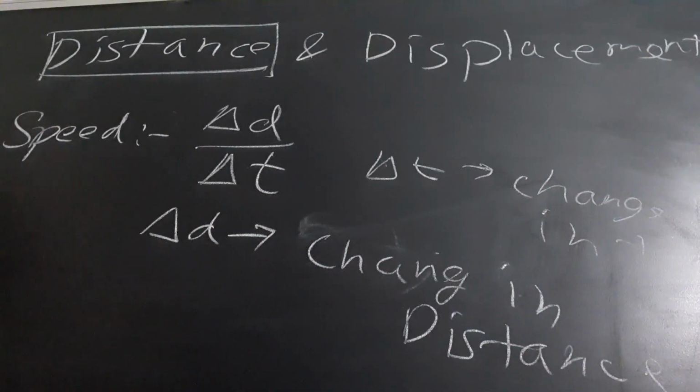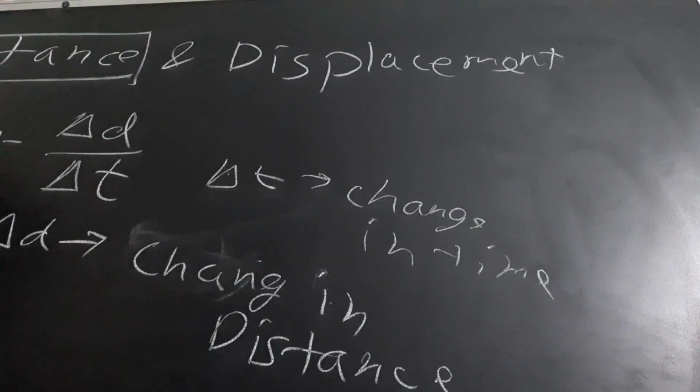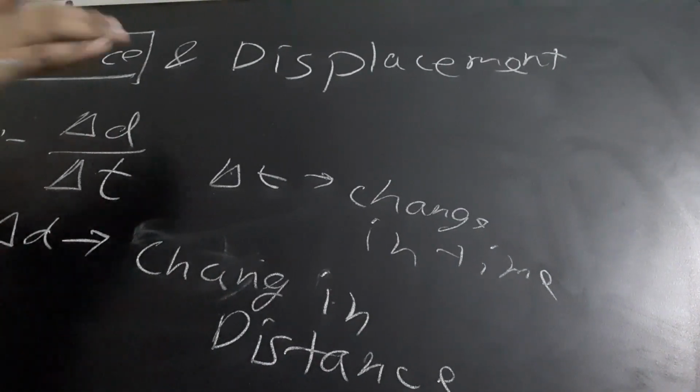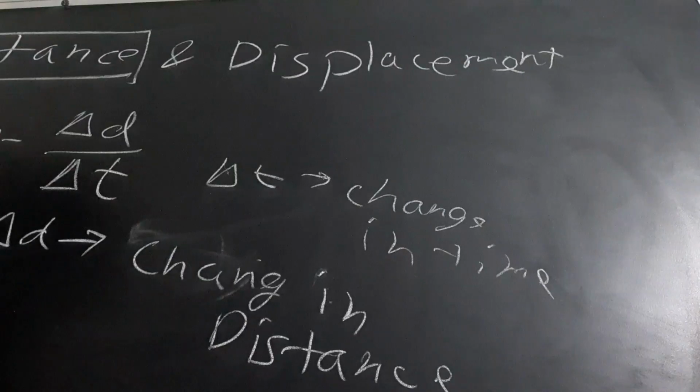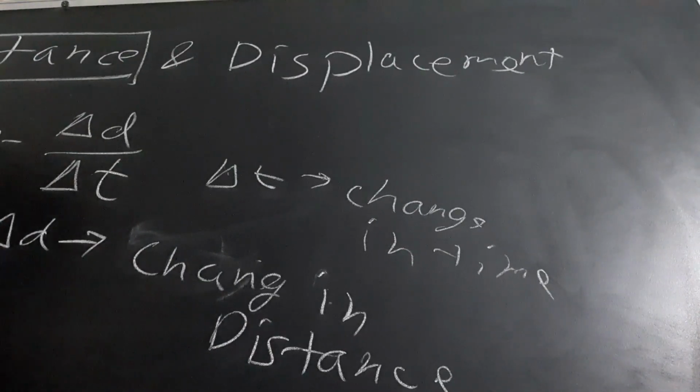So what does speed tell us? This is the quantitative expression for speed, but what is speed qualitatively? What do we actually mean by speed? Speed is a change in distance over a certain period of time. So it is the measure of how fast a body is changing its distance.